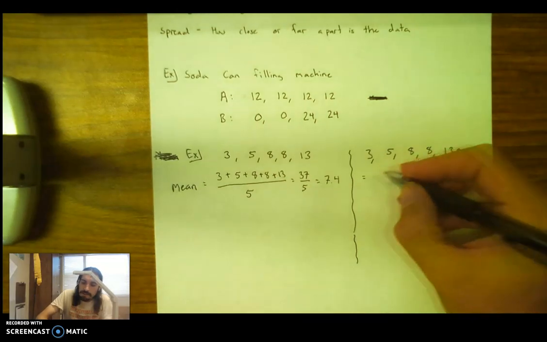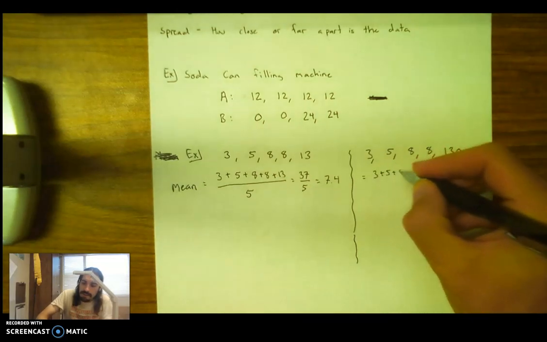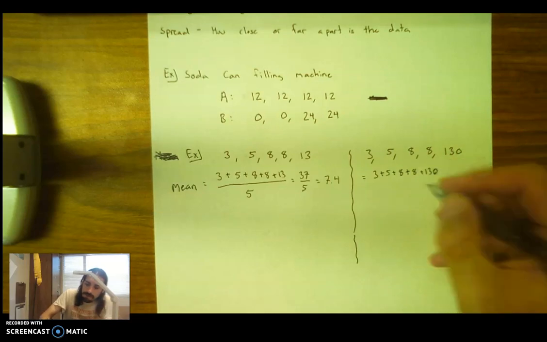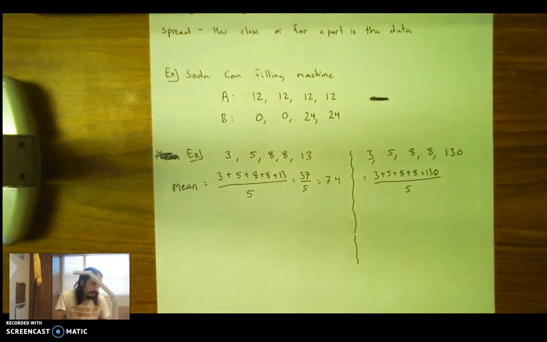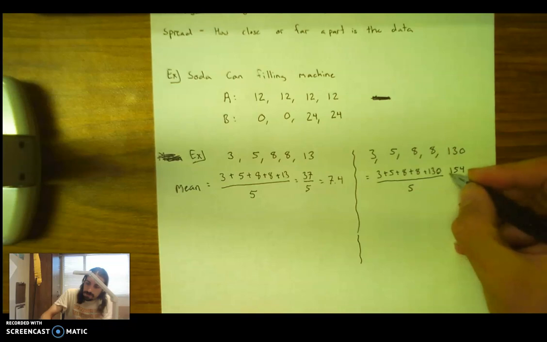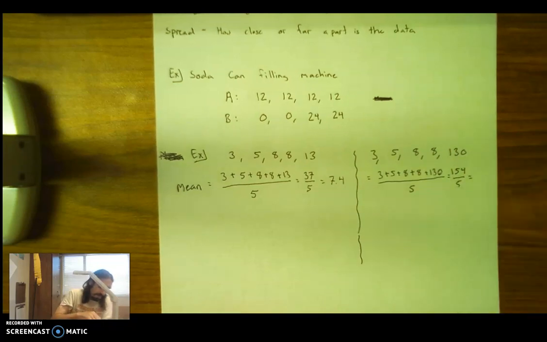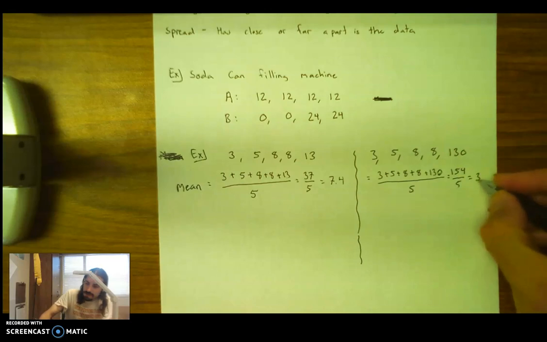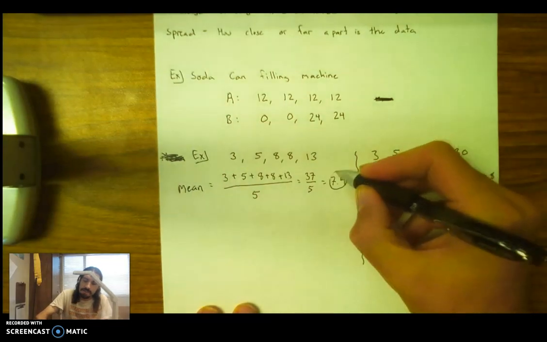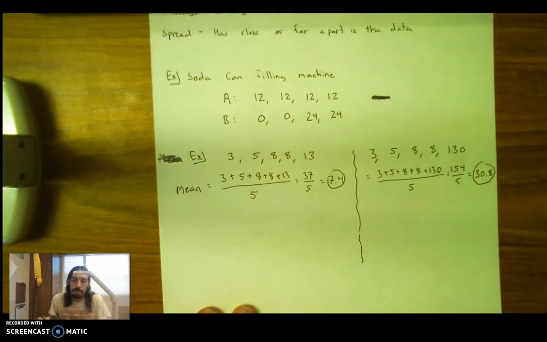I can calculate the mean over here with the same thing, 3 plus 5 plus 8 plus 8 plus 130, divided by 5. That's 154 divided by 5, or 30.8. Okay. So in that case, we've now calculated both means. You add them all up, divide by how many there are, and you get your answer. So this first data set has a mean of 7.4. The second data set has a mean of 30.8.